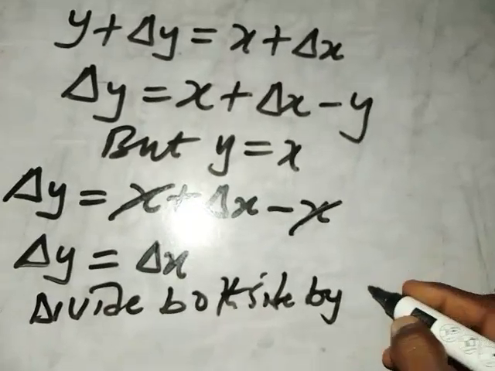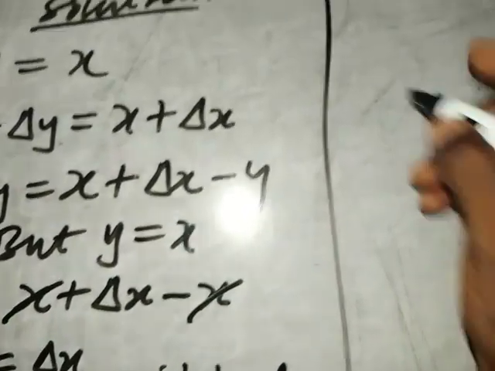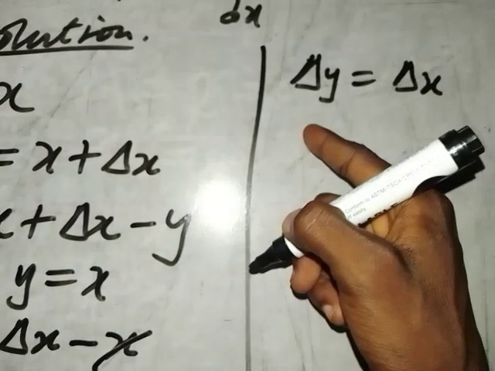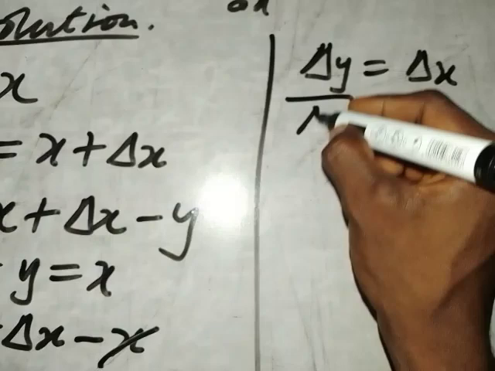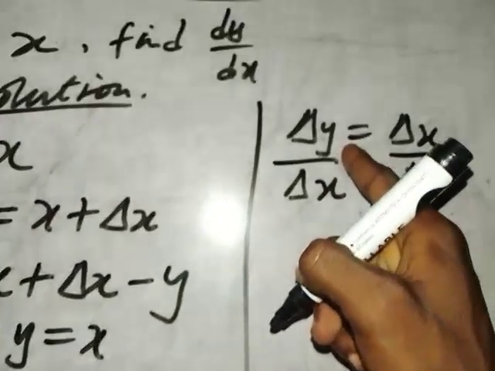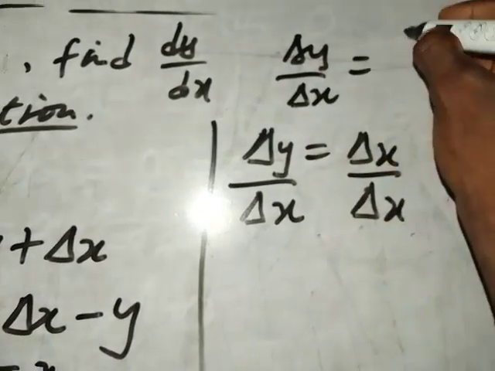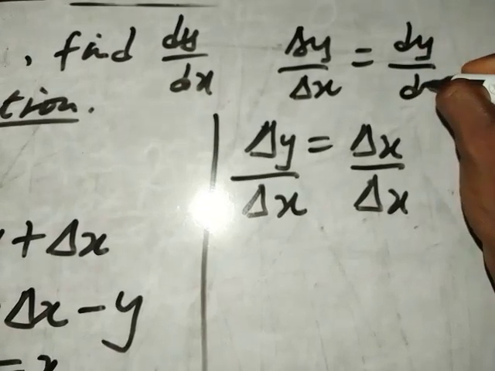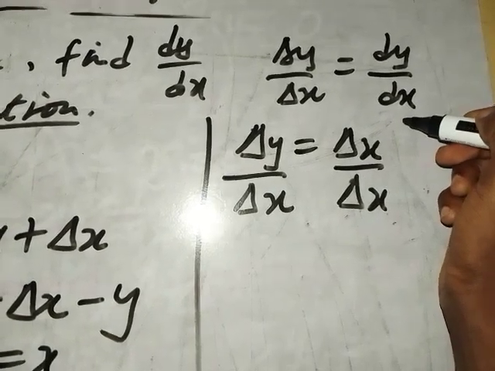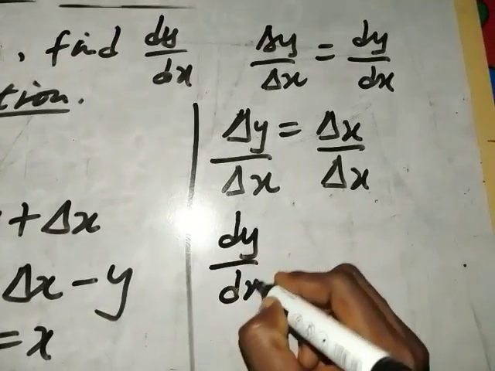Let me draw it and continue from here. So if you divide both sides by change in x, remember we have that change in y is equal to change in x. So you divide both sides by change in x, right? Remember I told you earlier that change in y all over change in x is the same thing as dy/dx. So the whole of this is now becoming dy/dx because it is a given. All right, so in here we are going to have dy/dx is equal to this.